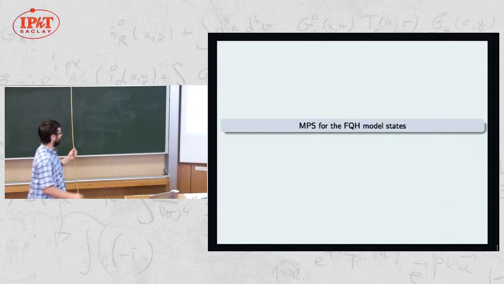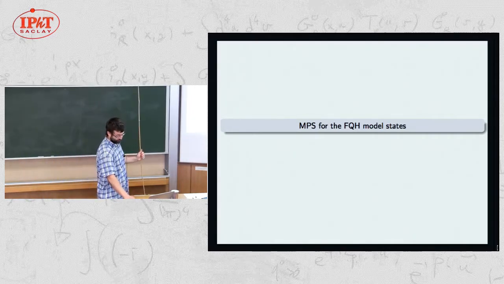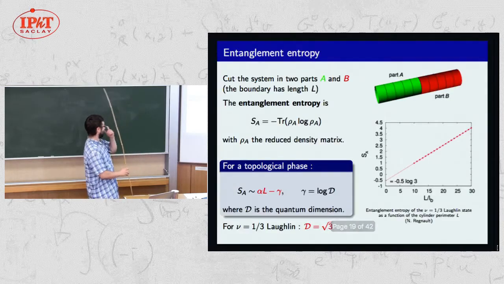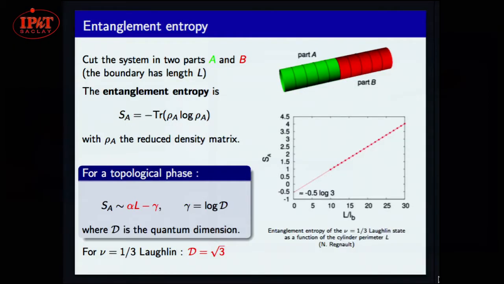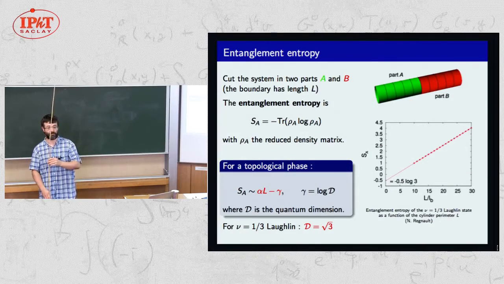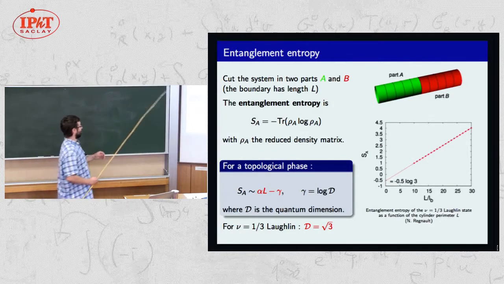So, matrix product states now. Something I haven't mentioned yet is entanglement. So before moving on to the matrix product state, I'm going to do a brief, very short review of entanglement entropy for the topological order. So what's entanglement entropy?